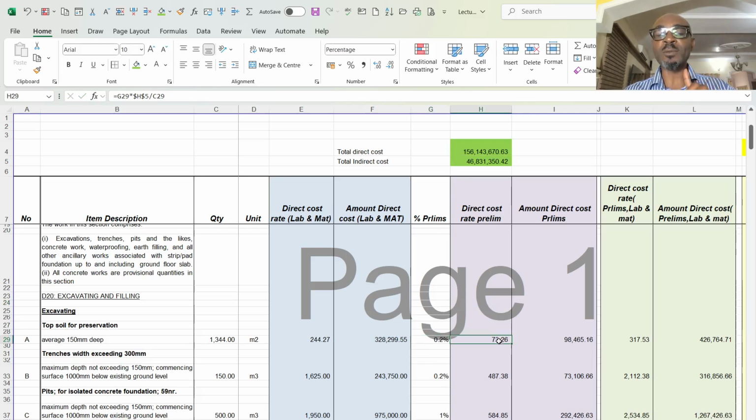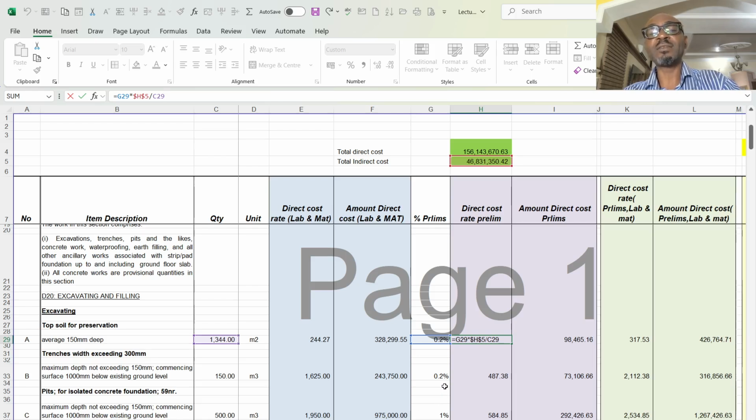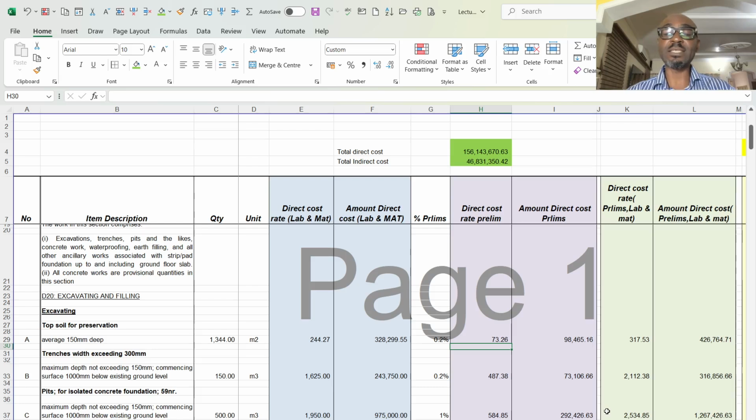Now I multiply this 2% by the preliminaries. I took the 2% of what this amount represents from the preliminaries, then divided it by the quantity. Then I have 73 naira 26 kobo to be added to the direct cost for labor and material for this item.